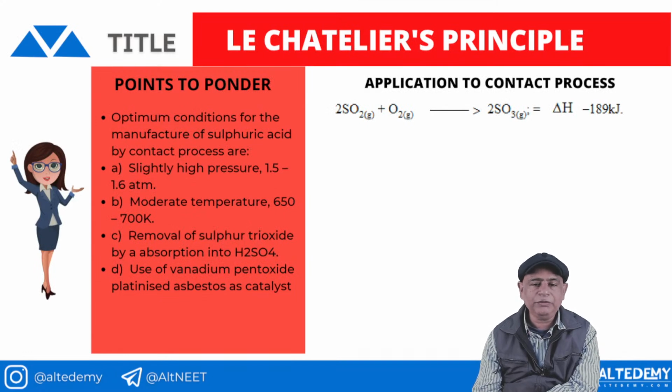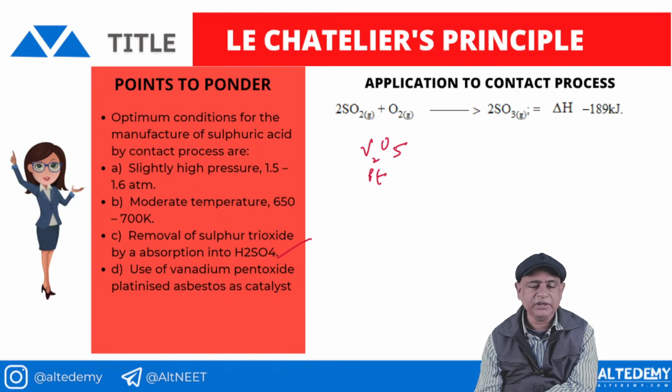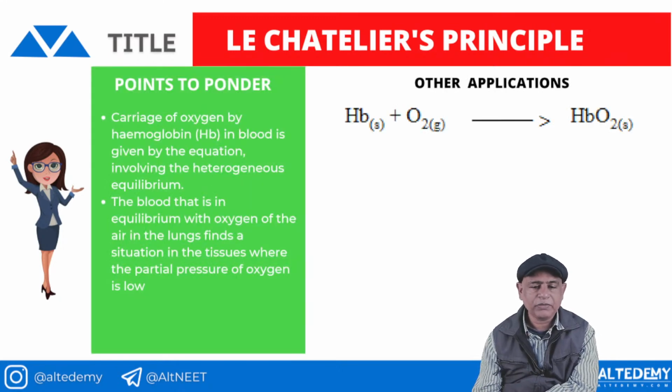Optimum conditions for the manufacture of sulfuric acid by the contact process are slightly high pressure, 1.5 to 1.6 atmosphere, moderate temperature, that is 650 to 700 Kelvin, removal of sulfur trioxide by absorption into H2SO4, and use of vanadium pentoxide, V2O5, or platinized asbestos, Pt. This is a favorable condition for it.